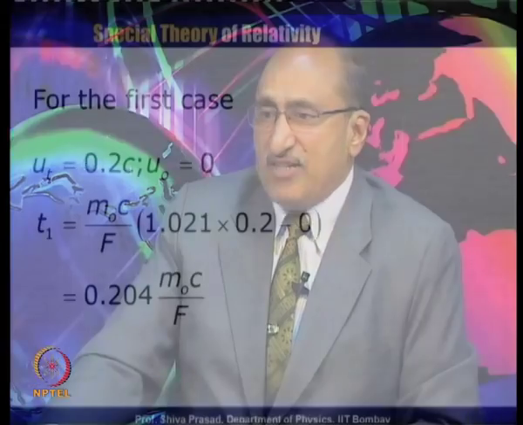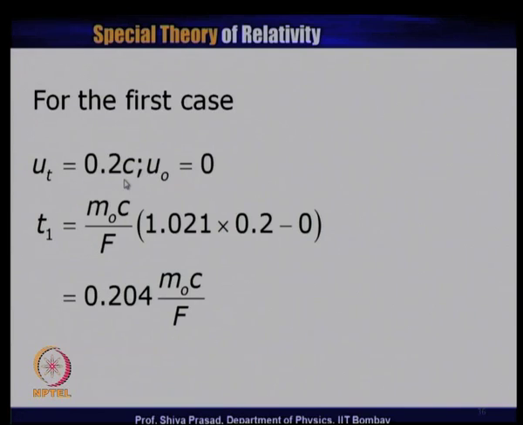So, as we said, for the first case, ut is equal to 0.2c, u naught is equal to 0. So the time, which I have said t1, is equal to m naught c divided by f multiplied by 1.1, which is gamma ut, corresponding to 0.2, happens to be 1.021. It makes only a 2% change, even at the speed of 0.2c, multiplied by 0.2, of course, c taken out here, and the second term is 0. So, this gives me 0.204 m naught c upon f.